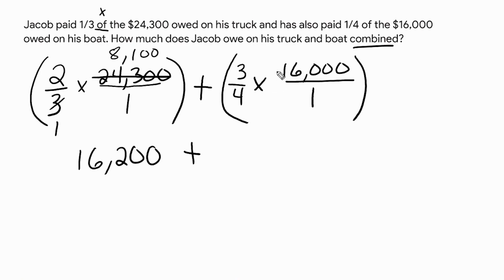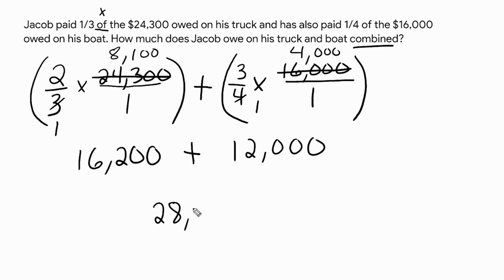So we can simplify 16,000 over 4 to 4,000 over 1. And now that gives us 3 times 4,000, which is 12,000. Now all we have to do is add these amounts together, and that is how much he owes altogether, which would be $28,200 combined.